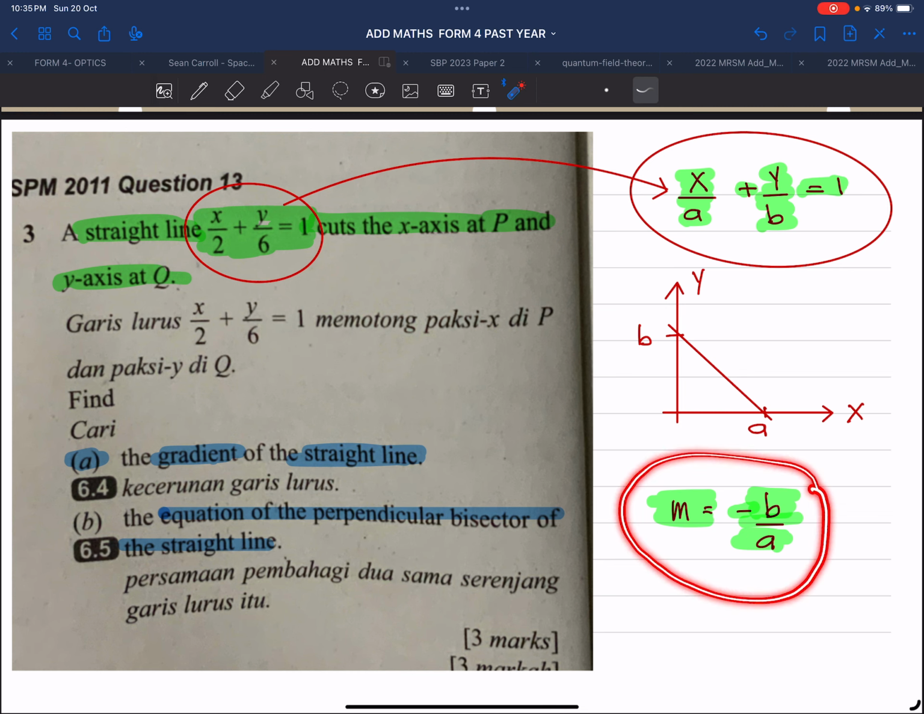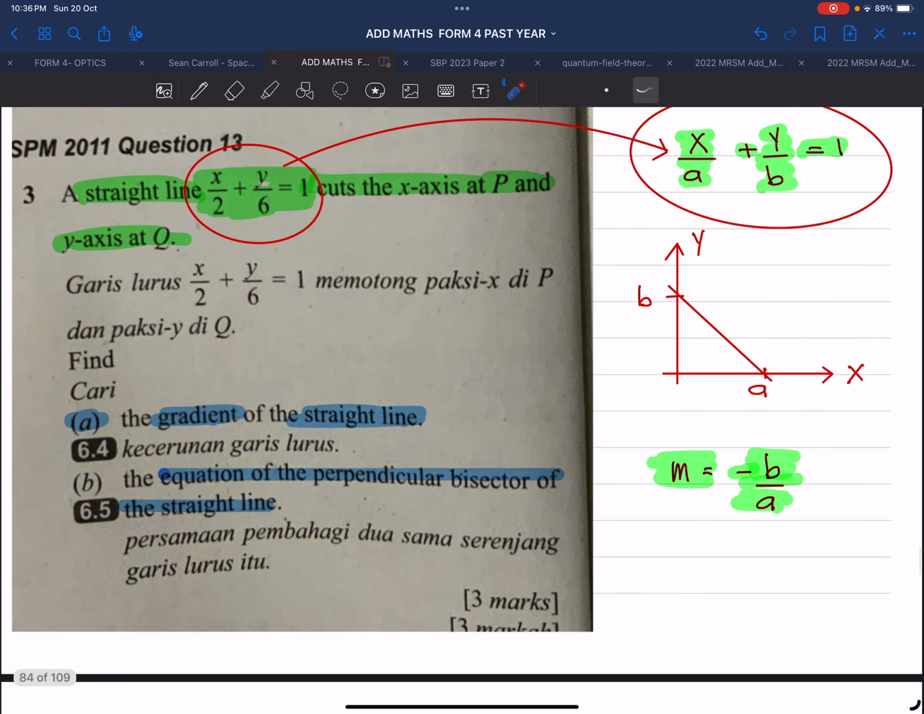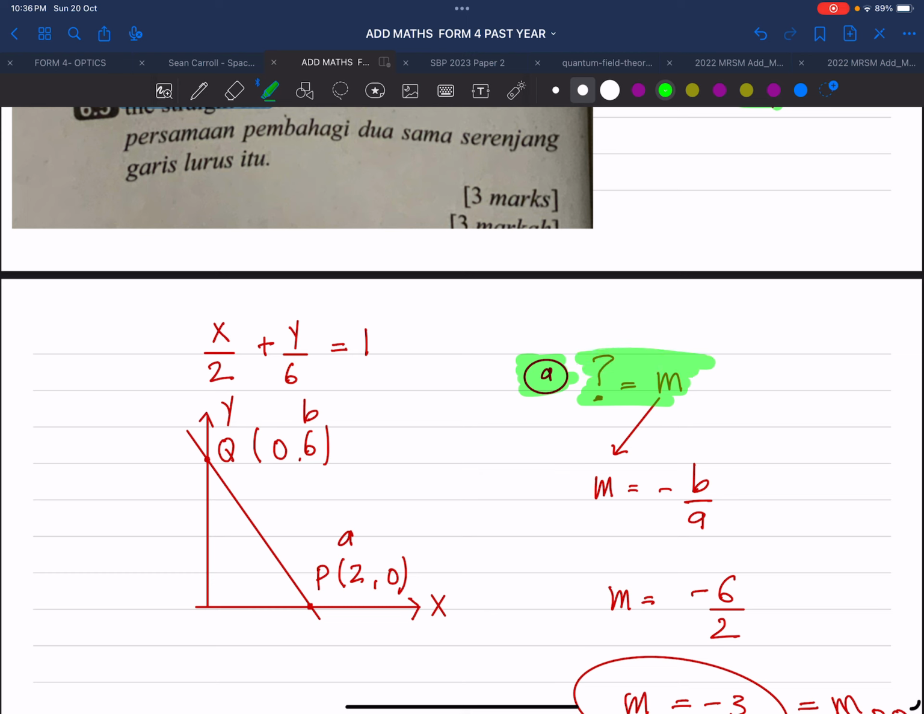We continue the question. And this straight line, it cuts the x-axis at point P and cuts the y-axis at point Q. Okay? What is the question asking? Part A, find the gradient of the straight line. So here, part A, find the gradient m of the straight line. First of all, I draw back. I have drawn back the graph.